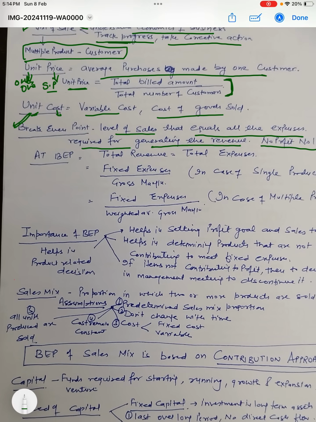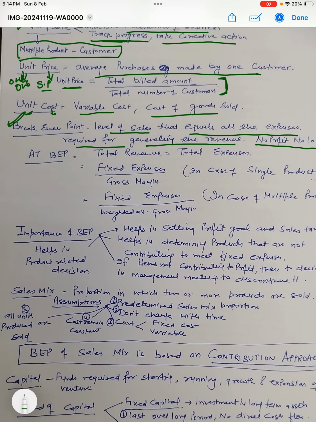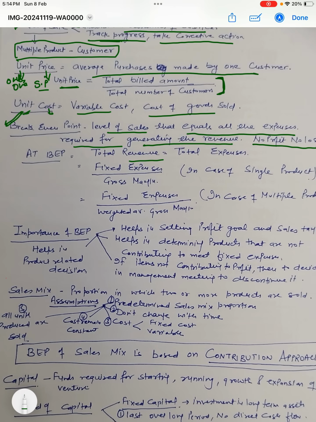So break even point is that level of sales that equals all the expenses required for generating the revenue. As I said, this is the position where there is no profit, no loss. At break even point, total revenue is equal to total expenses. Total revenue means the total money received from sale. Total expense means the total cost of making the product.